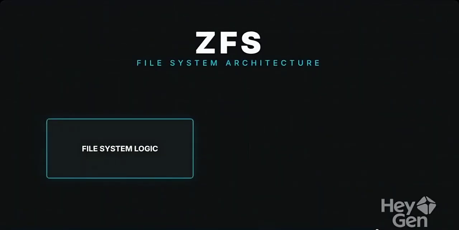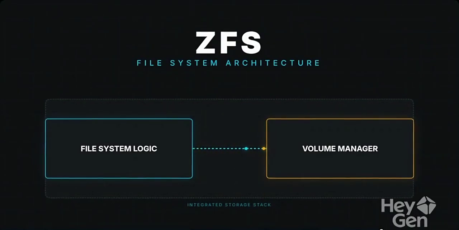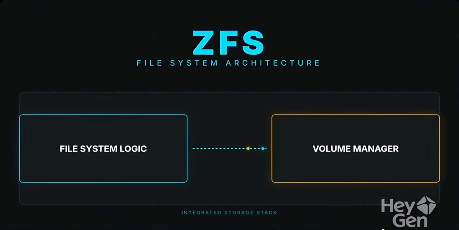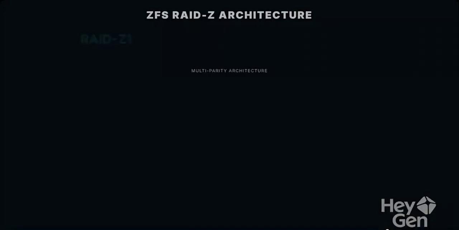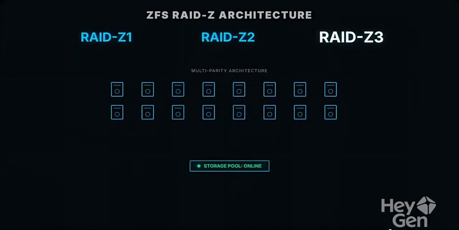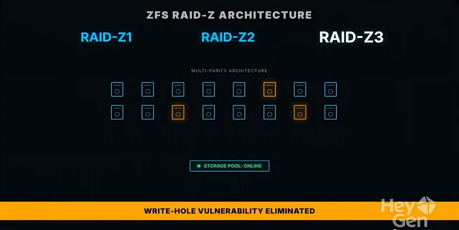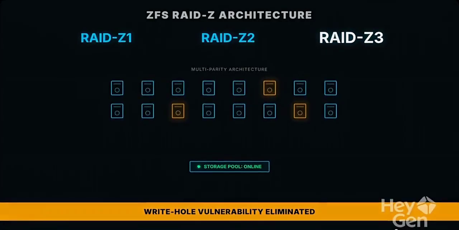If you are building a modern, software-defined storage server using the ZFS file system, you will encounter its direct equivalent to RAID, RAID-Z. ZFS completely redesigns traditional array limitations by integrating the file system logic directly with the volume manager. RAID-Z 1 maps to RAID 5, RAID-Z 2 maps to RAID 6, and RAID-Z 3 introduces a triple parity architecture capable of surviving 3 simultaneous disk failures while entirely eliminating the hardware write-hole vulnerability.